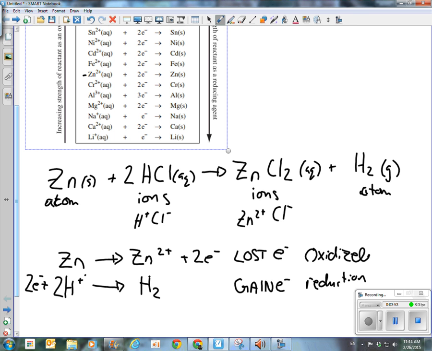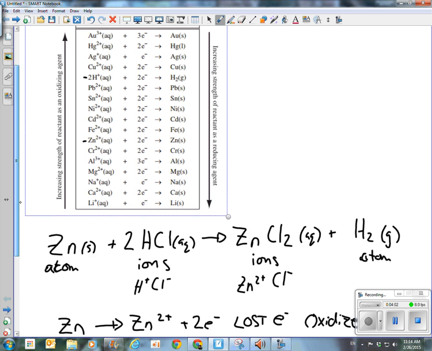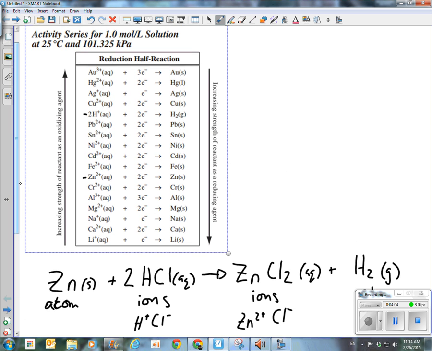If I wasn't too sure which one's oxidation and which one's reduction, I could go back to my activity series. Note here, I'm starting with zinc metal, so I'm going to find my zinc metal, which is right here. It goes to ions, so it's being driven in this direction. Because of that, I know that it's oxidized, because this is a table of reduction half reactions.